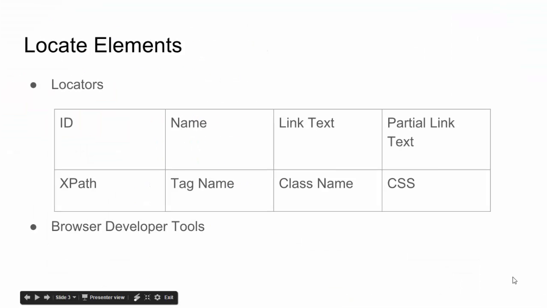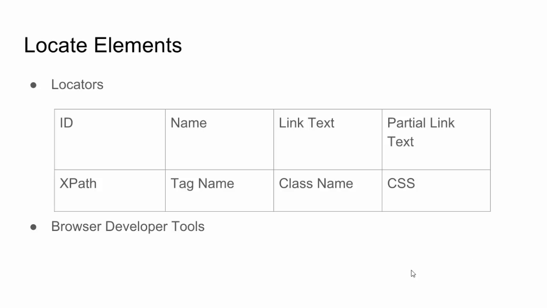In order to test the web application, you need to locate the different elements on the web page, and then you can perform any kind of action on those elements. You need to locate those elements by unique attributes or properties of that element. If the element is a text box, then the attribute or property which is unique to that text box needs to be identified.